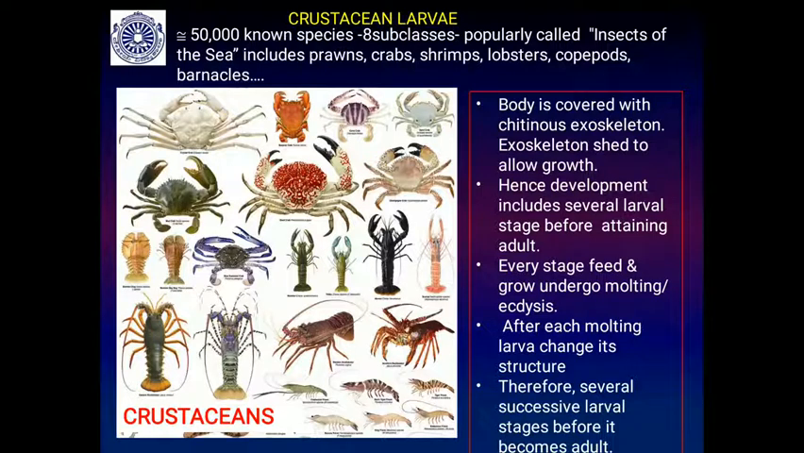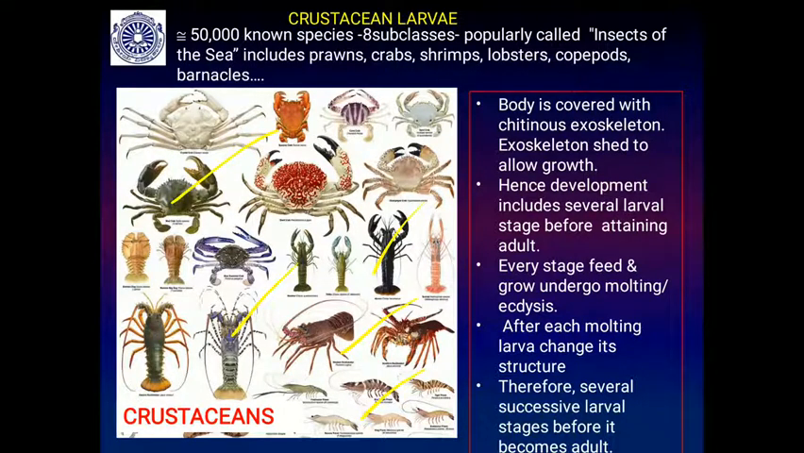They are popularly called insects of the sea because the majority are marine forms. You will see in this picture the major crustaceans: the different types of crabs, then shrimps, lobsters, crayfish, prawns, copepods, barnacles. All these are Crustacea. They are characterized by a chitinous exoskeleton. The body is covered with chitinous exoskeleton, encrusted with calcium and nitrogen salts, hence the name Crustacea.